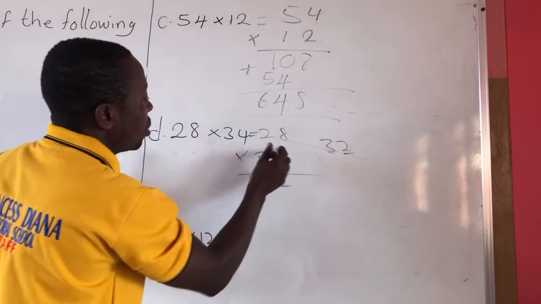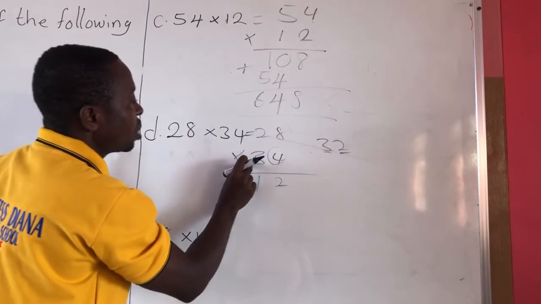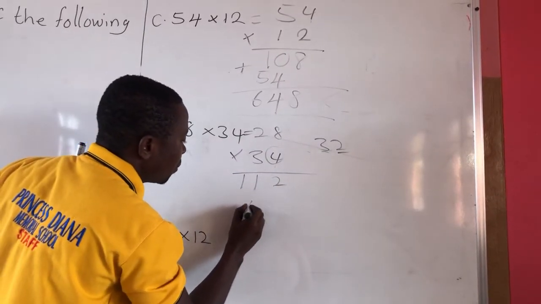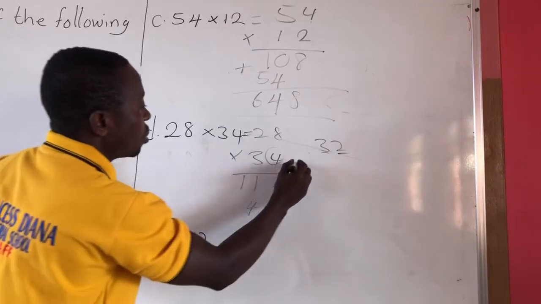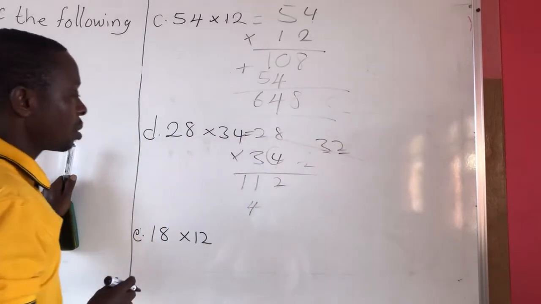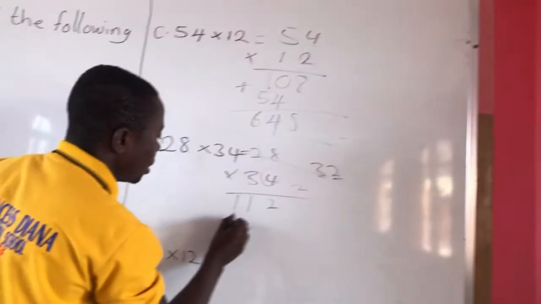Now we are done with the 4. Now we move on with the 3. So 3 times 8 is 24. So we write the 4 here and carry 2. Then 3 times 2 is 6, plus the 2 will give us 8.